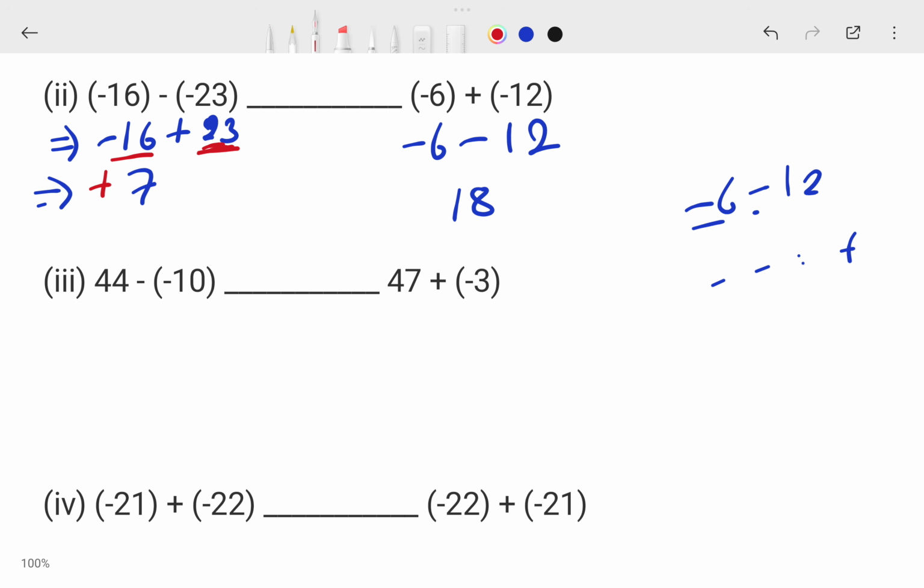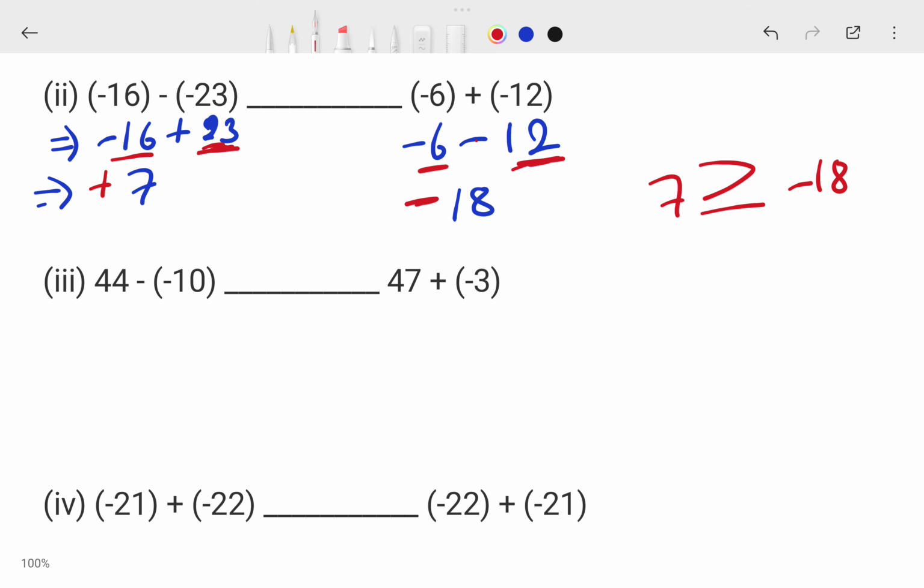In this one, which is greater, 6 or 12? 12 is greater. What symbol does 12 have? Minus symbol. So we get the answer. It means what we get here, one is 7 and one is minus 18. So which is greater, 7 or minus 18? Always remember, the positive number is always greater. So 7 is greater here.